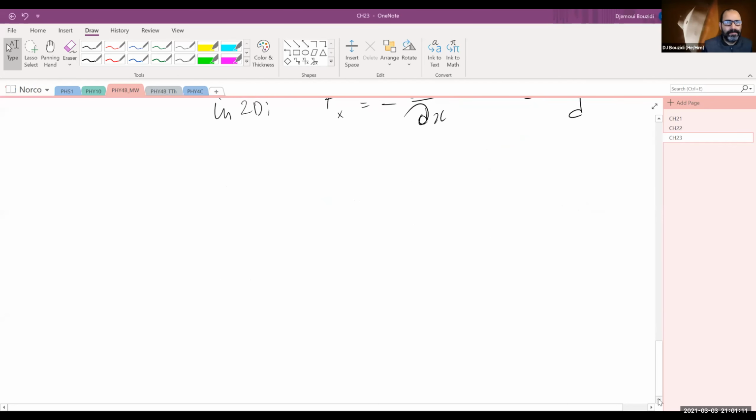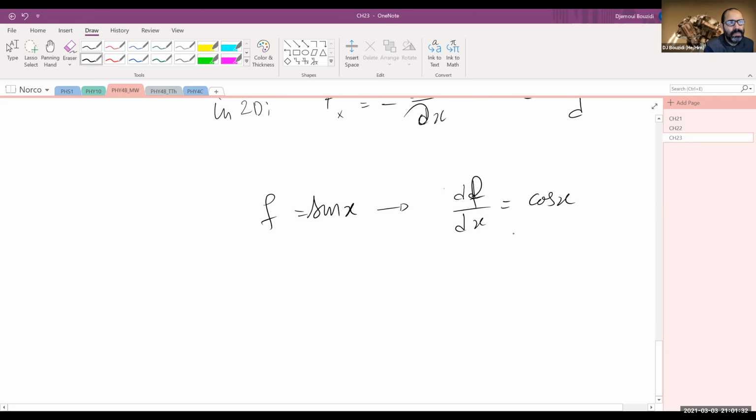If a function, let's say, for example, sine of x, and I want to find its derivative, all I have to do is just use the rules of algebra to say this function, for example f, its derivative with respect to x is, what is it, cosine of x, correct? Good. That should be it, isn't it?